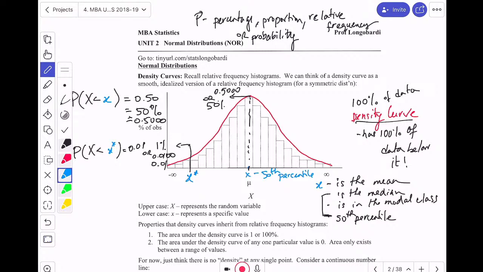Other way around, Pablo. The other way around. Not 99th, but... the area to the left under the curve is the percentile, is the percentage relevant for the percentile. Okay, so this is called the first percentile.